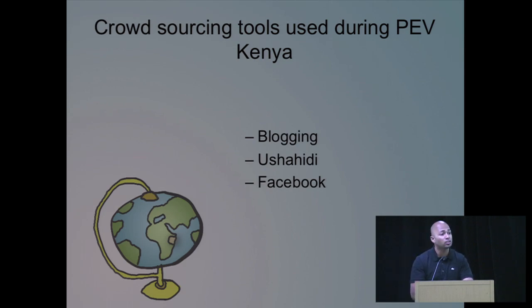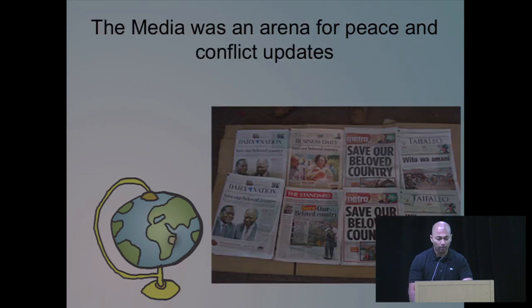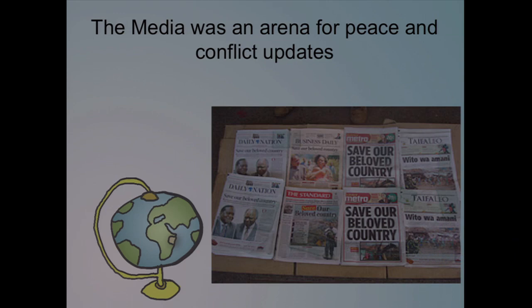We'll be able to log on to a site to see how that actually works in just a little bit. And Facebook and Twitter as well were some of the things that were used. The media was another arena that was used during the conflict as some means to prevent it. You could see some of the media newspapers during that time, Save Our Beloved Country, et cetera, so they could be used for positive messages.